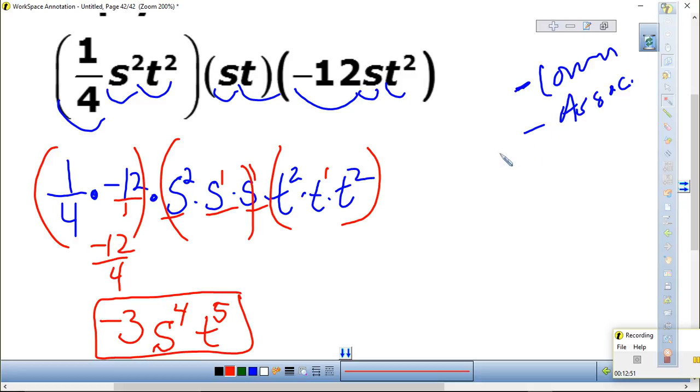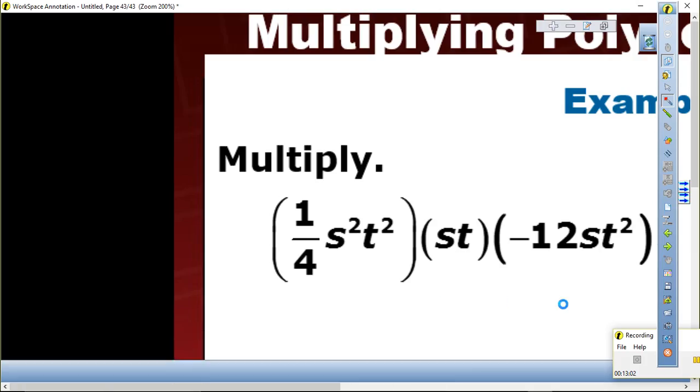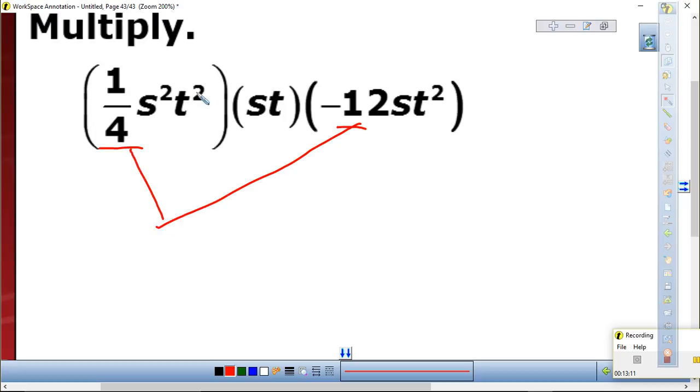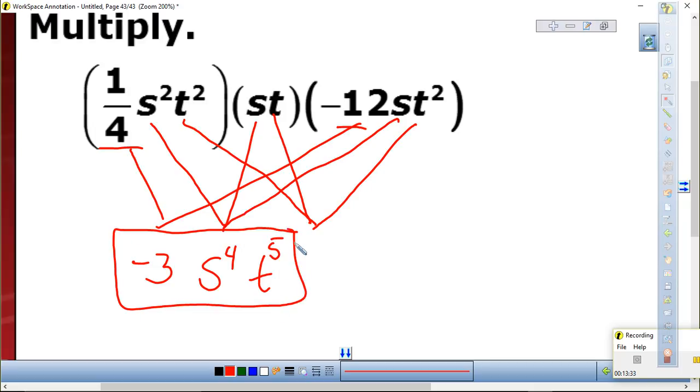Now, if I was to do this without showing the properties, what would I do? Let me show you. Since I'm multiplying, I can multiply these two. Negative 12 times 1 divided by 4, that's negative 3. S squared times S, that's S to the 4th. And that is T to the 2, 1, and 2, that is 5th. Okay, you try it.